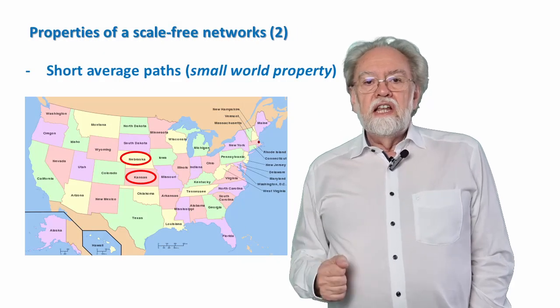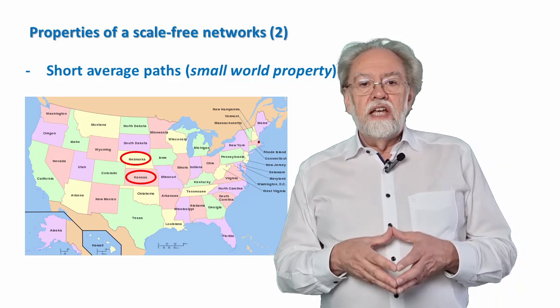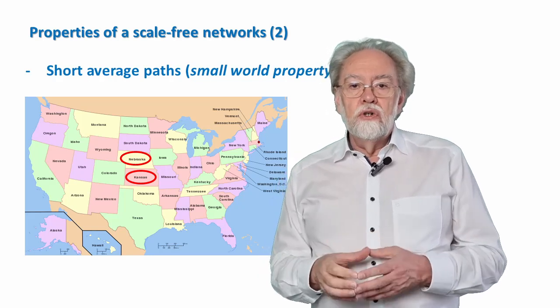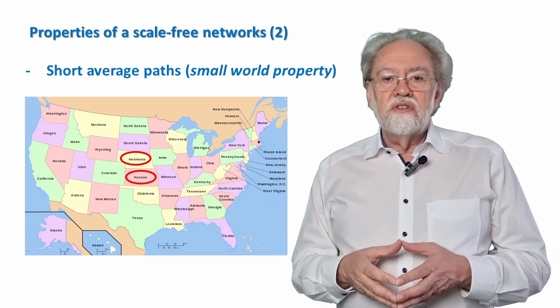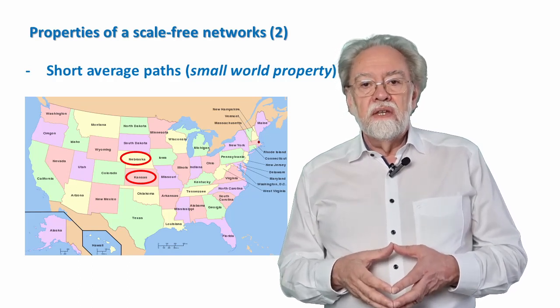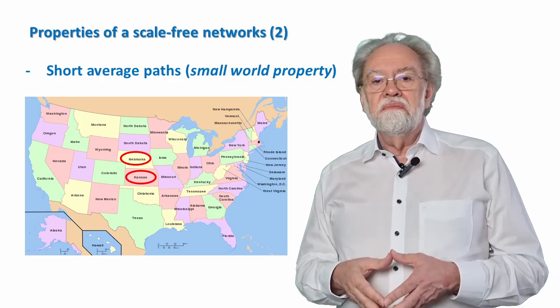As we will explain later in greater detail, these hubs are responsible that the average path length, that is the connection between 2 nodes in the network is relatively short, shorter than in a random network. That was demonstrated in 1967 by an interesting experiment.